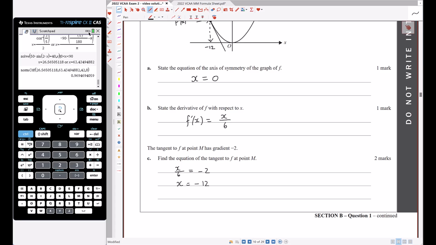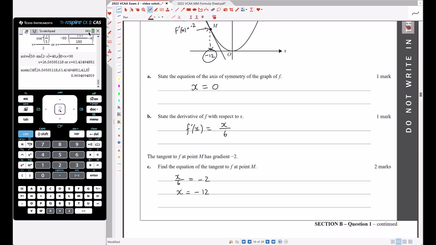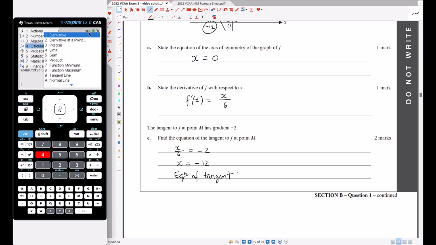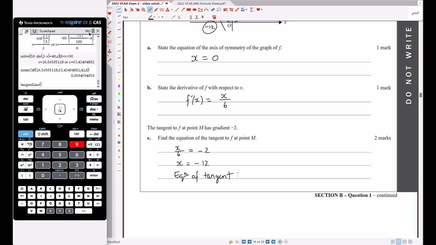Okay, so up here on my graph, this must be -12, and so I want the equation of the tangent when x equals -12, and my CAS can do that for me. Equation of tangent. So I've got a bit of a lag with my pen. Hopefully that calms down in a minute. So menu 4 for calculus, 9 for tangent line. We want the tangent line to the function x squared on 12, and we want that when x is equal to -12.